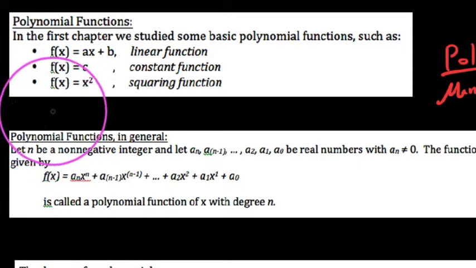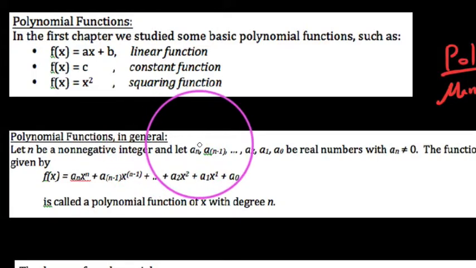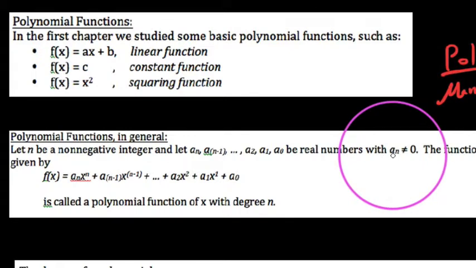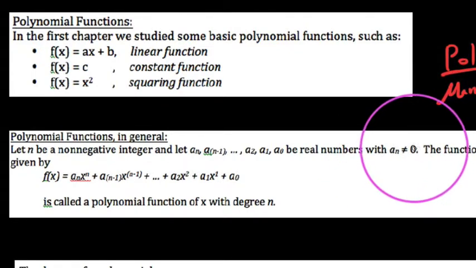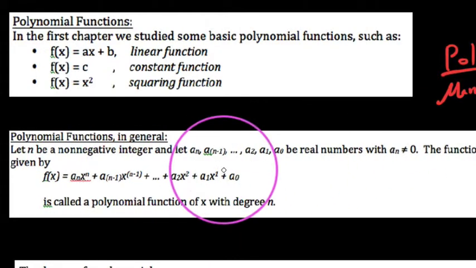So let's start to talk about how we define polynomial functions in general. We have this definition. We say let n be a non-negative integer, integer meaning a whole number, positive, negative, or zero, such that all of these terms right here are real numbers, such that a sub n, subscript n, cannot be 0. And we'll talk about what a sub n is in here. But we say the function is given by this: f of x equals this big long chain of things.